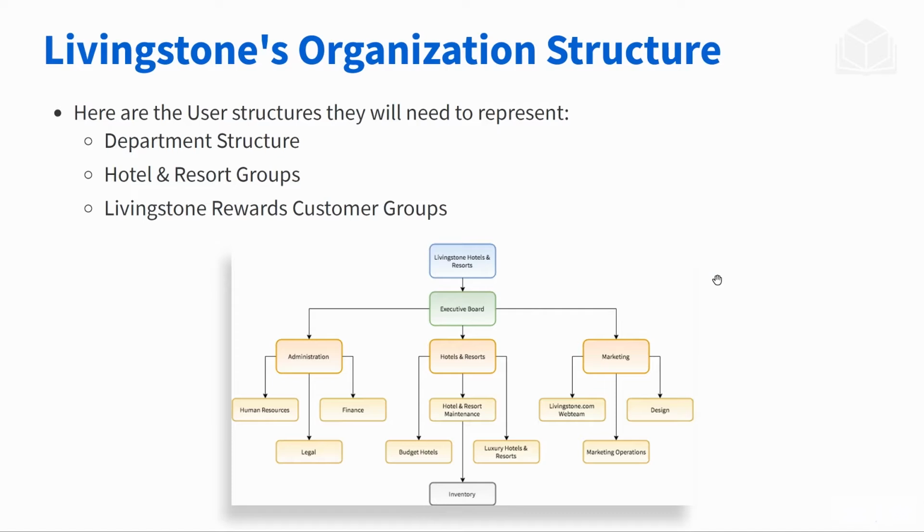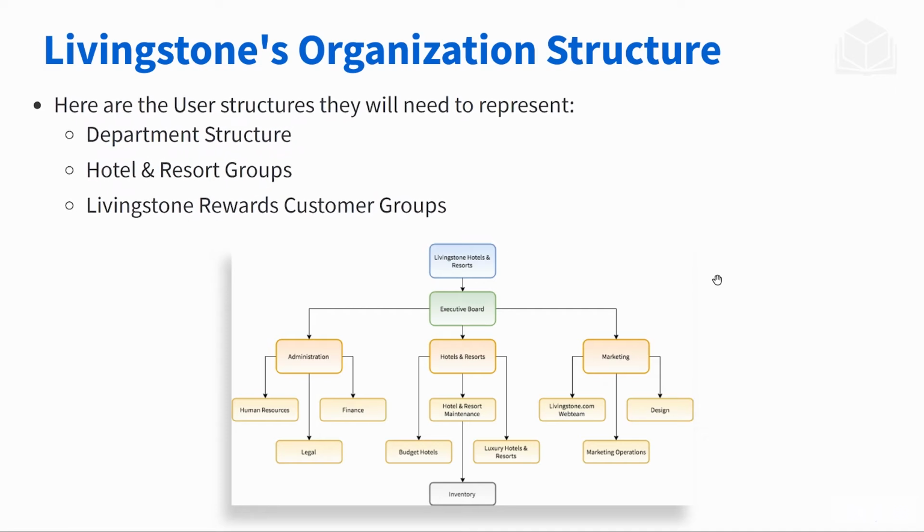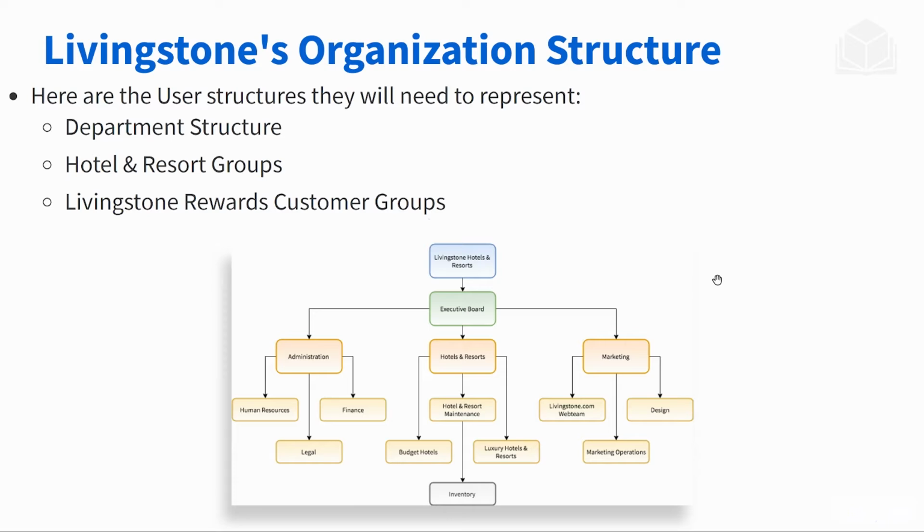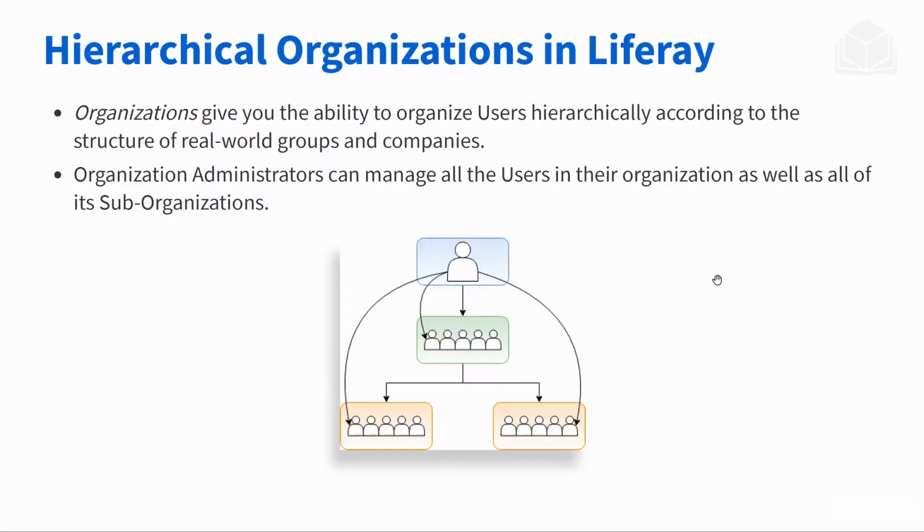Livingstone has a lot of different structures in their company and organization. They have their department structure. Livingstone has different hotel and resorts groups, and they need that hierarchy as well, as far as what regions those hotels are located in. And finally, there are the different rewards groups. So how are we going to do this with Liferay DXP? And the answer is simply Liferay organizations.